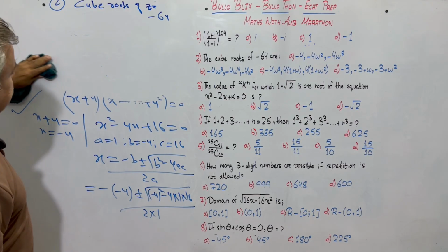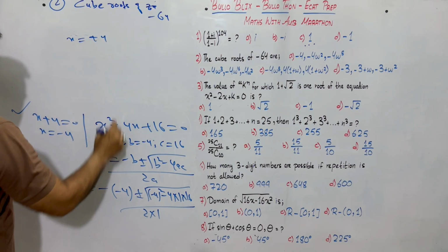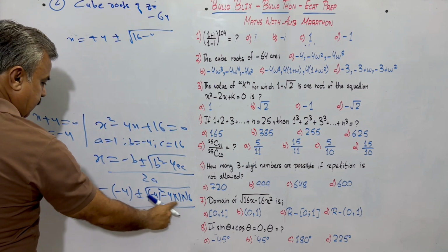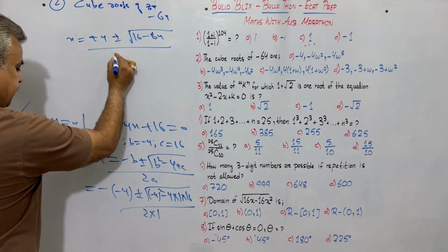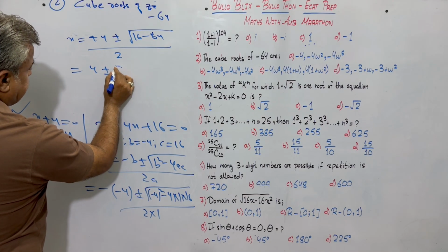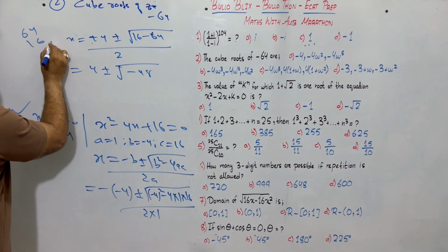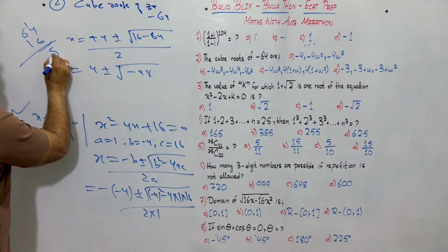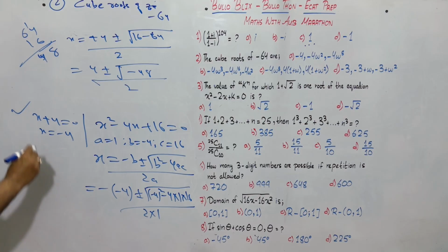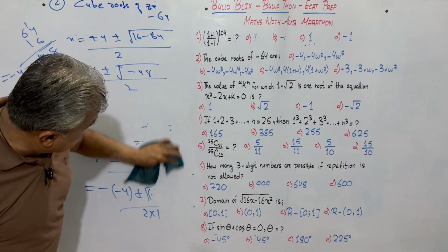Let me make some space for myself. I have x is equal to 4 plus or minus the square root of 16 minus 4 times 16, that is 64, divided by 2. We have 4 plus or minus the square root of negative 48, I think. 64 minus 16 is 48, divided by 2. We have one root, x is equal to minus 4. We are finding the other two roots. Let's see and find out.